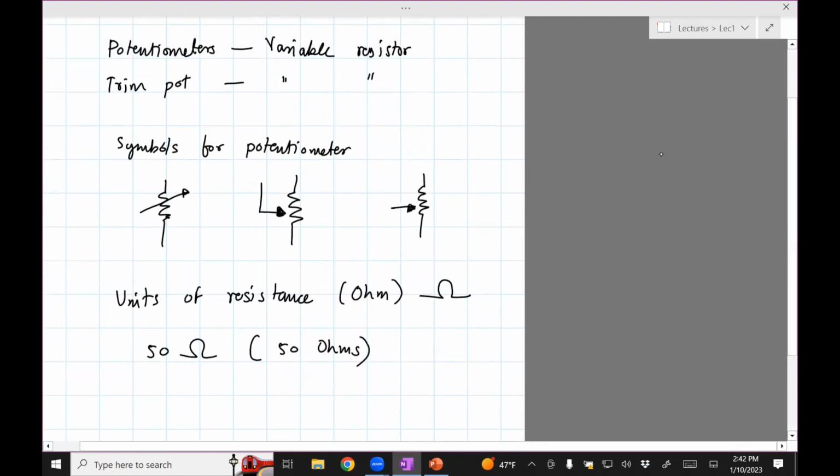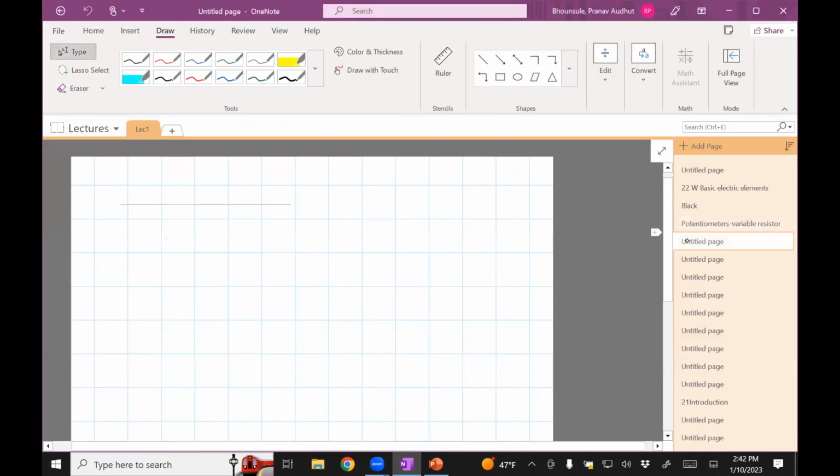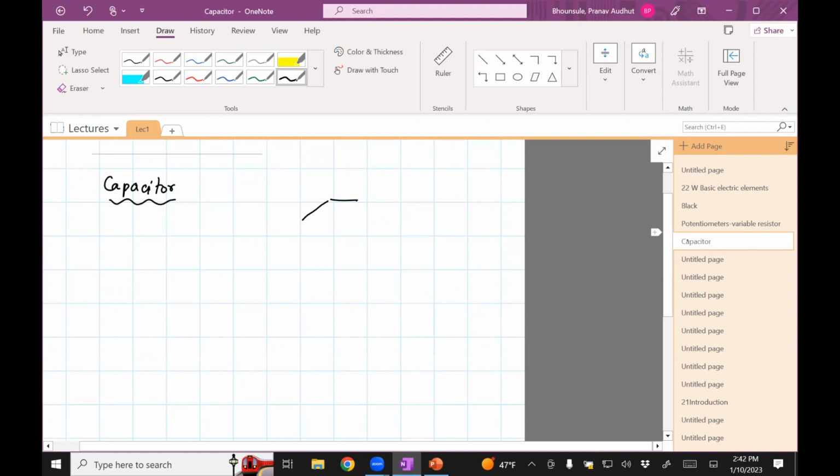Okay, so next, this is all about resistors, and we'll use resistors in one of the labs. And you'll see it'll be used in other circuits too. Let's go to the next part, capacitors. Okay, a capacitor is basically two metal plates, which are then connected to wires.